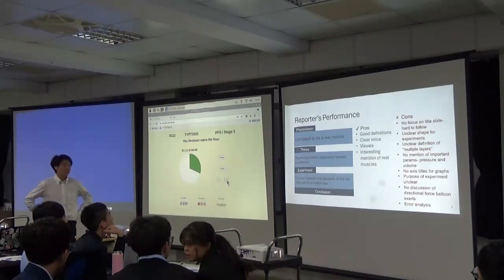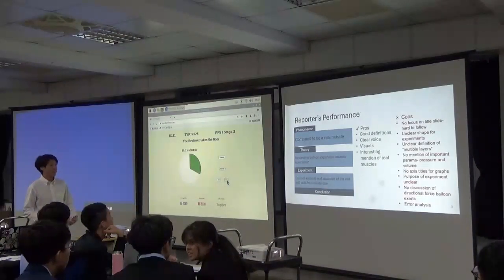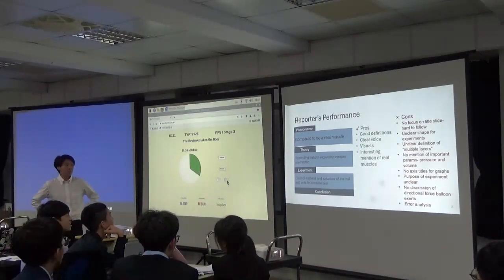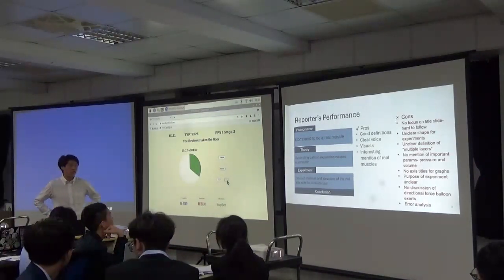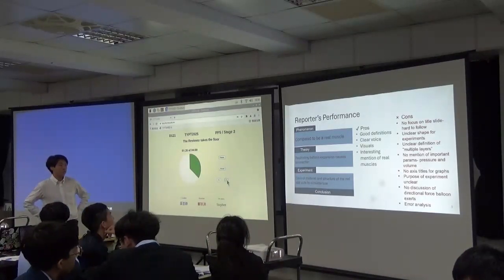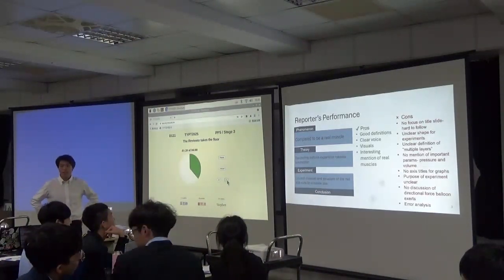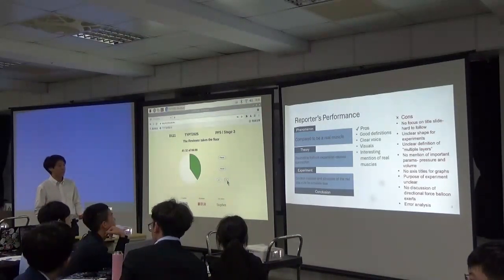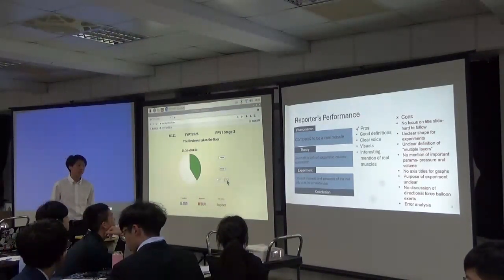There's an unclear definition of what multiple layers mean, what even is taking off one layer. There's no mention of important parameters such as pressure and volume, which could affect the force of the system. And there's no axis titles for the graphs, which is really hard to understand. The purpose of the experiment was unclear. They just said they were describing how a muscle would act, but there's no numerical values.